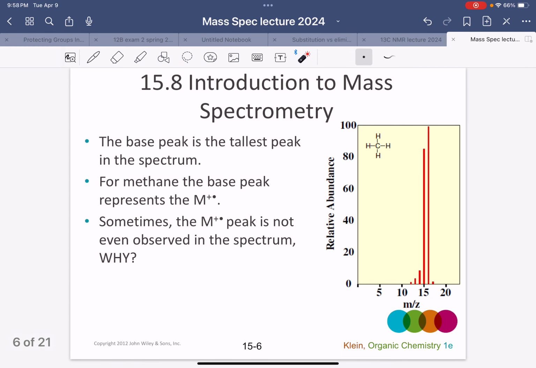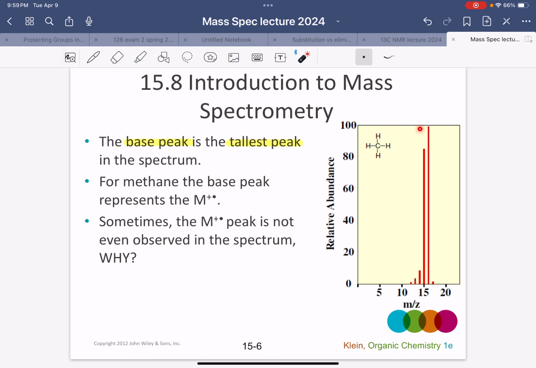So let's take a look at what a mass spectrum actually looks like. There are several parts to a mass spectrum. The base peak is the tallest peak of the spectrum. Now for methane, which is this example here, the base peak is the M plus peak. But sometimes the M plus peak is not even observed. Think about that for a minute.